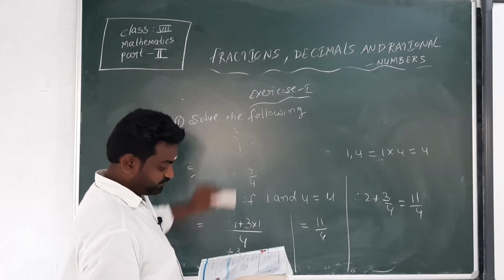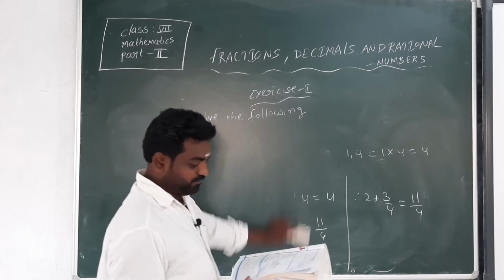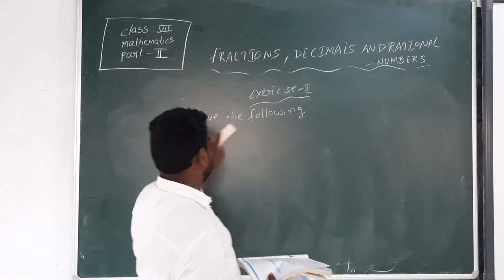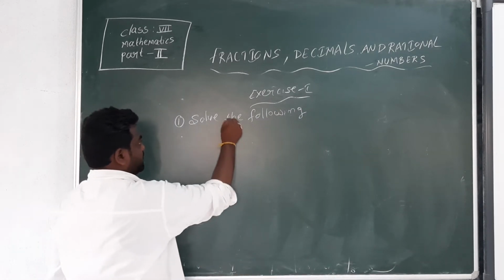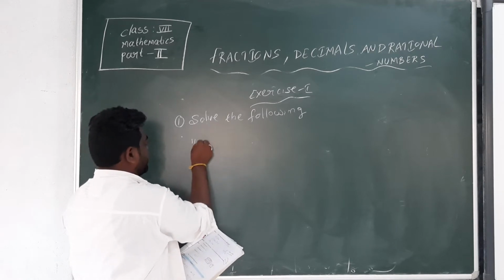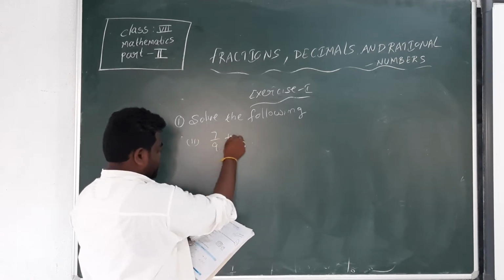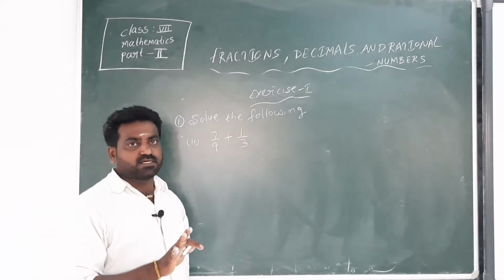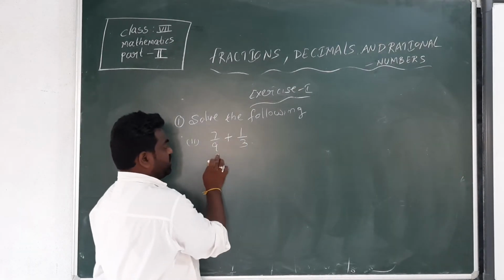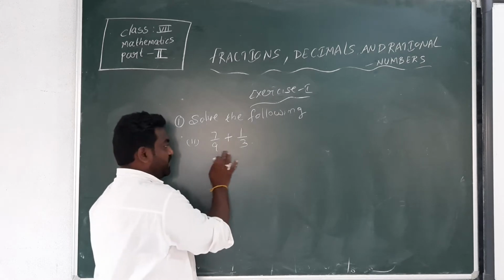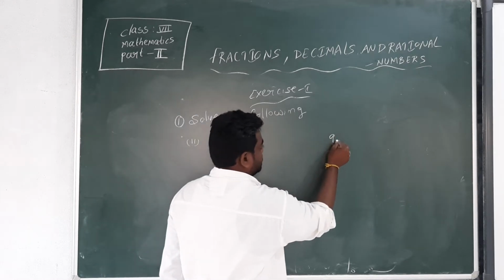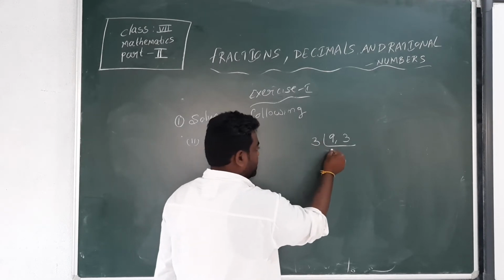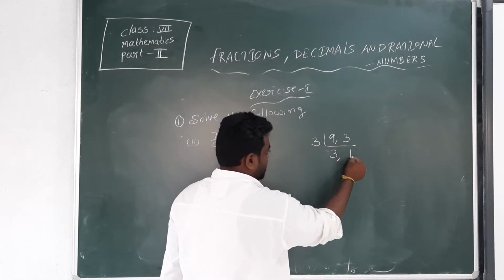Another sum. Second problem: solve the following, 7 by 9 plus 1 by 3. First take the LCM of 9 and 3. 3 table is divisible: 3 threes are 9, 1 three is 3.